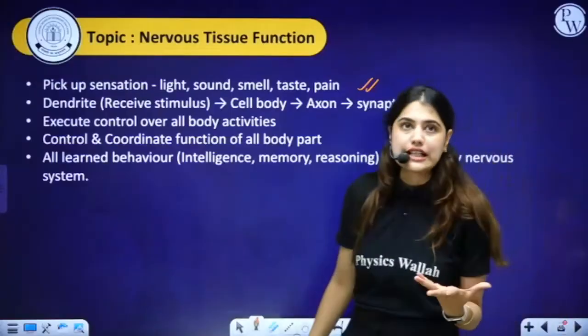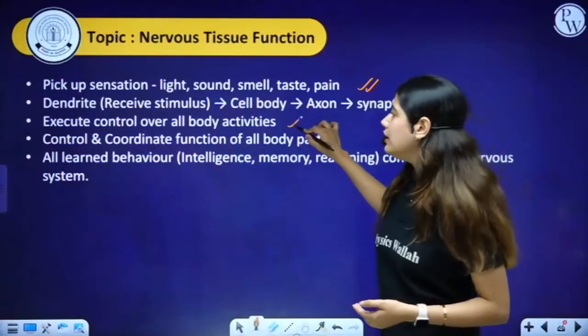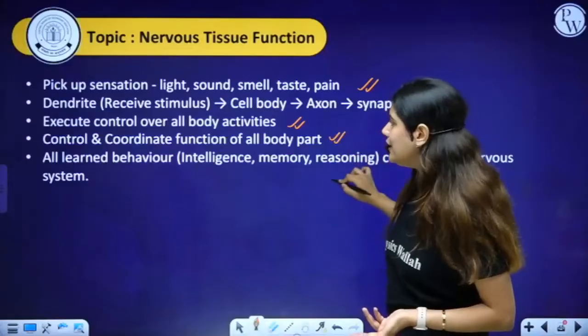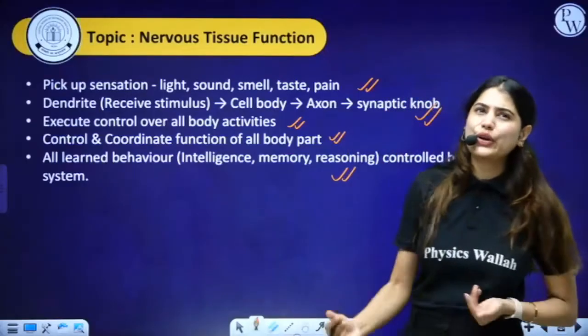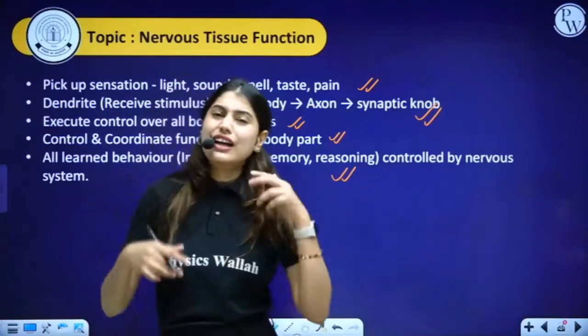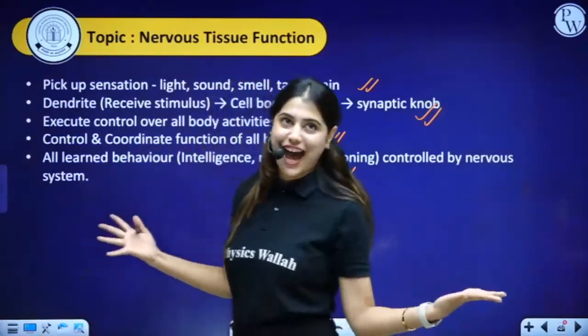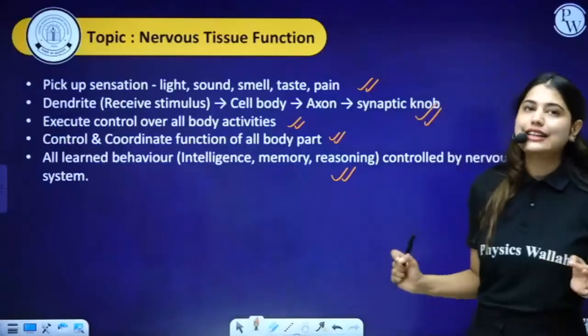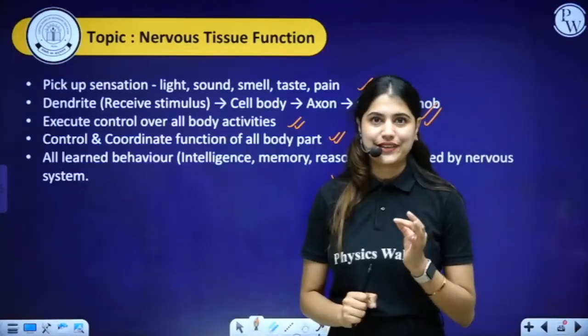Lastly, it will obviously control all over the body. It controls and coordinates all the learned behavior. I told you, you are able to memorize something, you are able to play any new instrument, if you are very intelligent, all of that is done by none other than your nervous system, right?